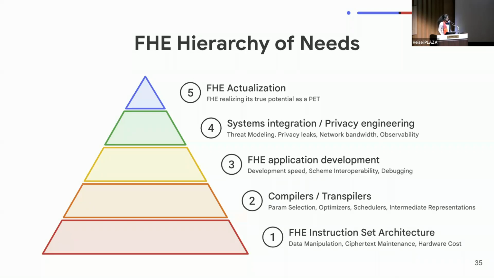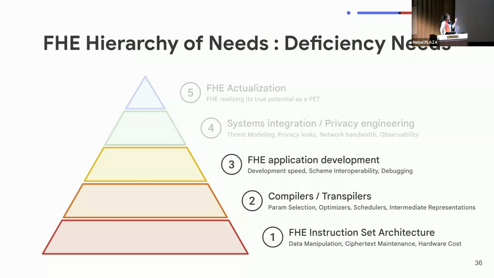So this is the FHE hierarchy of needs. On the very bottom, level 1, is baseline instruction set architecture. If you think of FHE as a computing machine, we need to have the basic instruction architecture, which could be both data manipulation or ciphertext expansion, and hardware cost. And the primitive instruction set and its cost is important, and only then can you think about developing compilers and transpilers. And once you develop compilers, only then can you think about putting an FHE application together. Only after it becomes easy to develop programs on encrypted data do we think about actually deploying FHE for privacy. And only after the system and privacy engineering problems are solved do we see FHE realizing its true potential in privacy. So the bottom three are the deficiency needs.